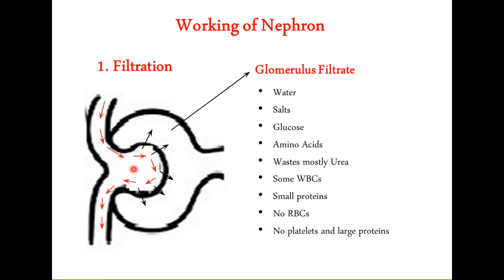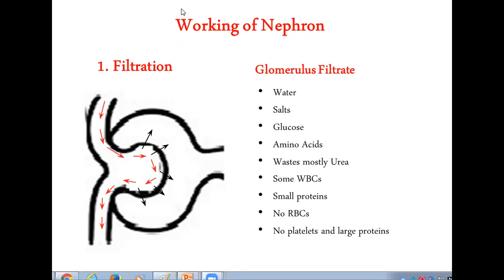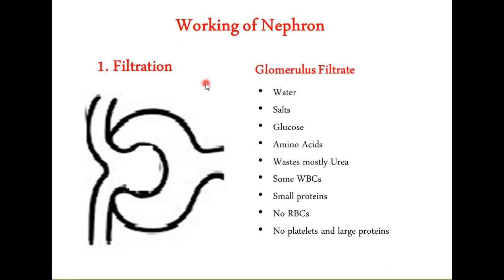Blood is specifically filtered here because of two reasons. Number one, a fraction of the blood pressure reaching here provides the filtration pressure. And number two, the walls of the glomerulus capillaries are porous, which allows filtration to take place. This is the first step of urine formation, that is pressure filtration.